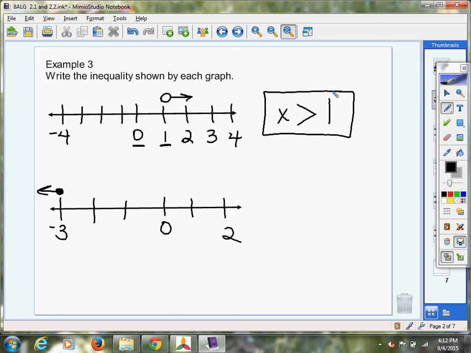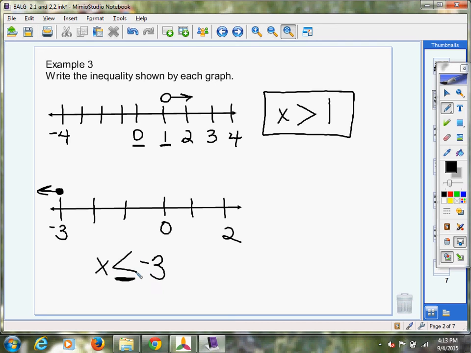Okay, now let's look at the one on the bottom. They gave us this graph. We've got a filled in circle over -3, so I'm going to pick my variable. I know it's going to be equal to because my -3 is filled in, that circle is filled in. And then the circle's over -3. So now I just have to decide, well, which inequality is it? Is it less than or equal to, or is it greater than or equal to? Now it looks like it's pointing towards the left. As you go left on a number line, numbers are getting smaller. So we're getting less than.